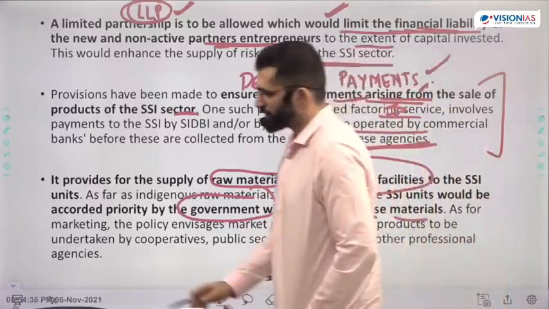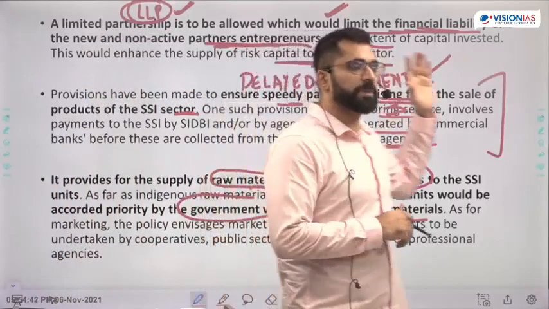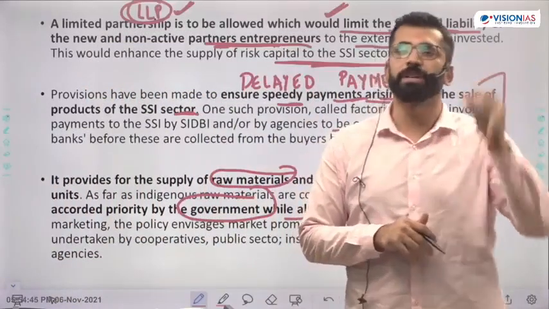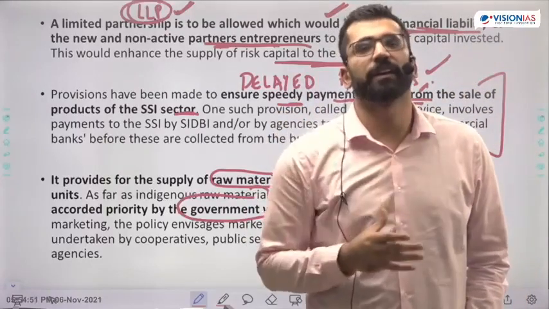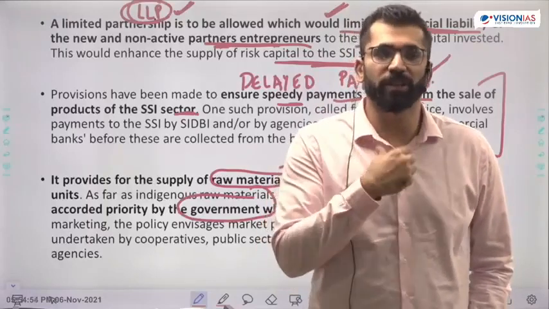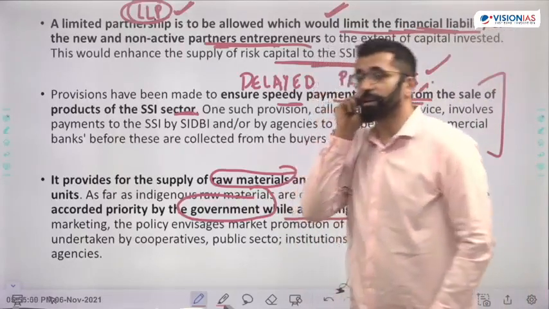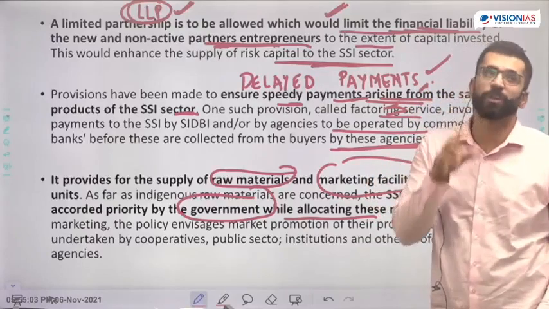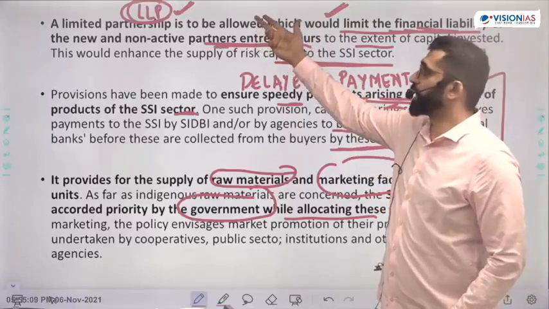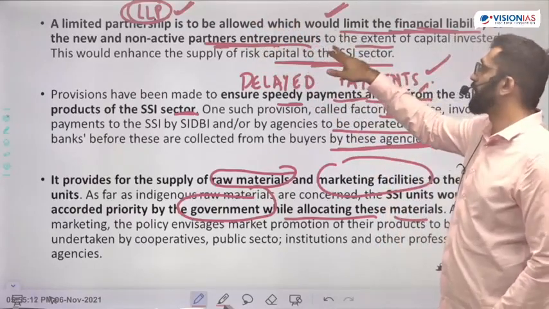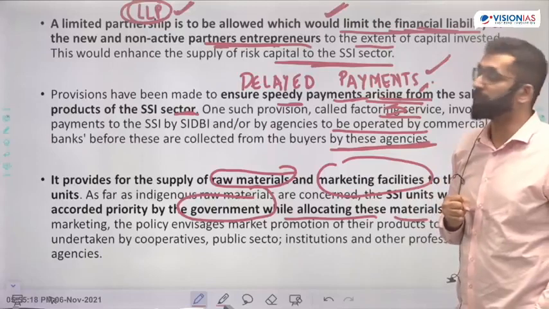LLP. See, whenever certain players start a business and they start a limited liability partnership, they are not liable for what the company owes. If the company goes into loss and owes money to someone, the promoter will not pay. It is in the name of the company. The promoters have limited liability. This is what a limited liability partnership means. The company will owe the money, not the person who is promoting that business. This was started for SSIs, allowing SSIs to have limited liability partnerships, so that the risk is to the extent of capital invested and not the complete risk of the company.